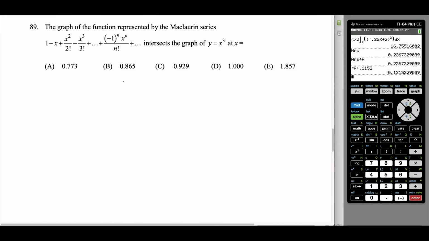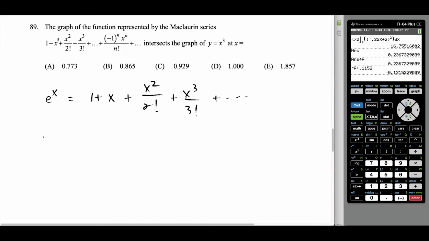For a question like this, it's very important that we show up to the AP test knowing our Maclaurin series for popular functions. Something like e to the x, we should know that that's equal to 1 plus x plus x squared over 2 factorial plus x to the third over 3 factorial, and this goes on and on. But this function up here is almost the same thing, except everything that has an odd exponent has a minus sign instead of a plus sign.